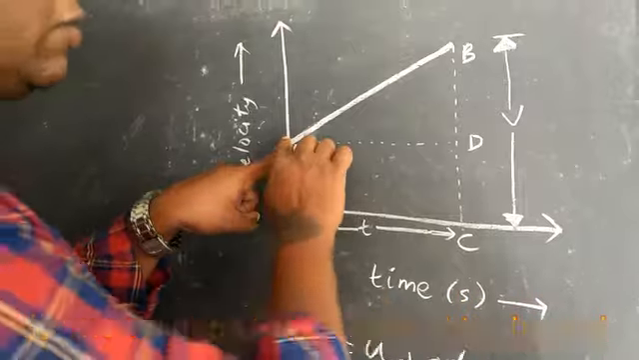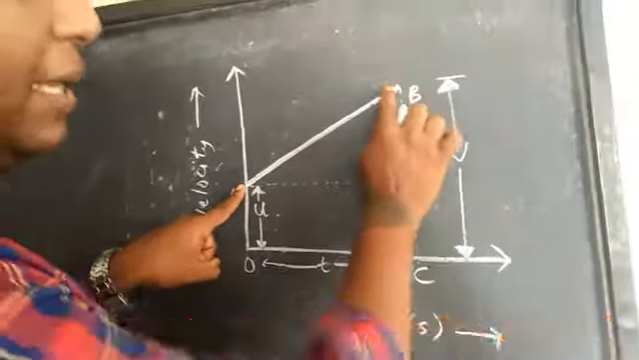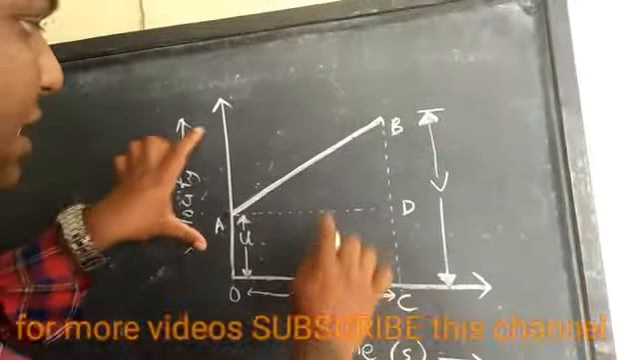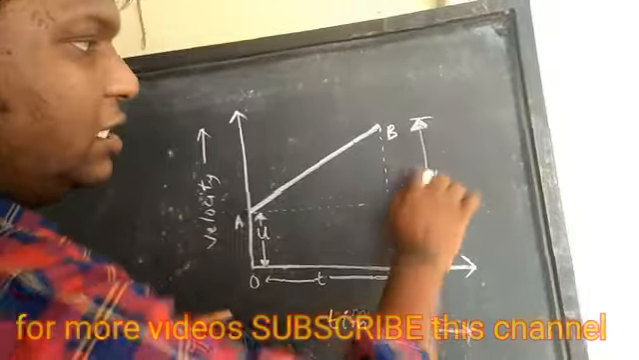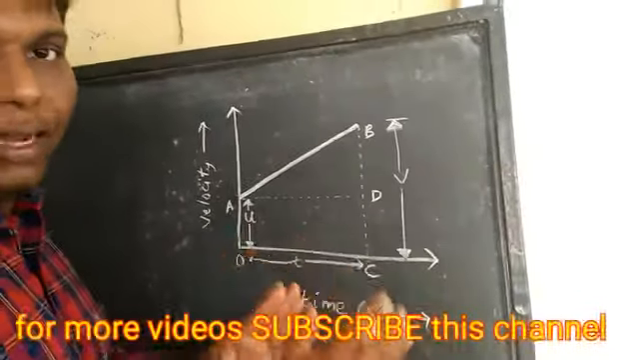And this object was moving and now it has reached the position B. This much is the velocity at B, and this velocity is what we call v, the final velocity.